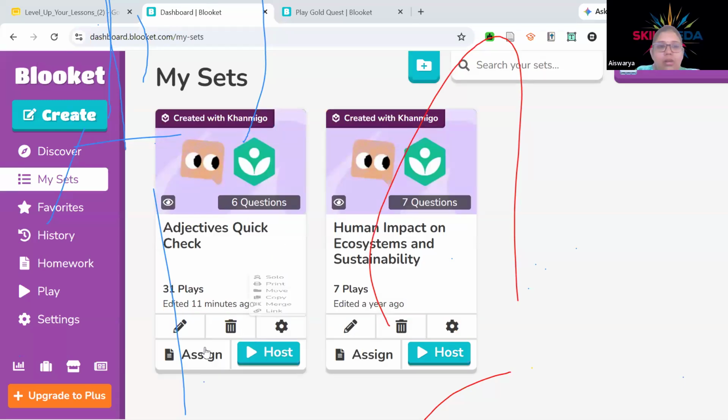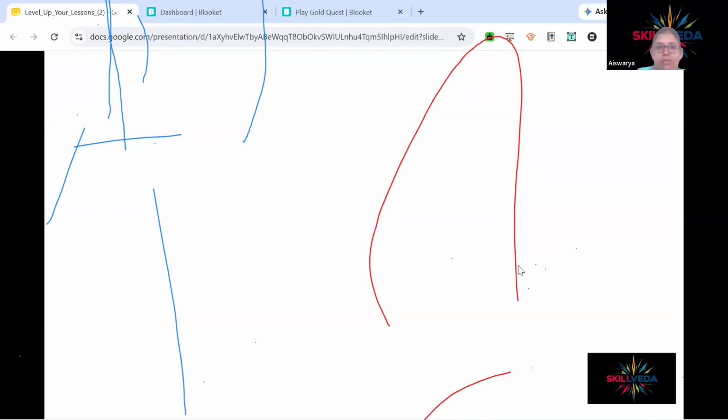Yeah. And instead of hosting, you just click assign and share it with your students. Okay, you can do that. So the last part to give.